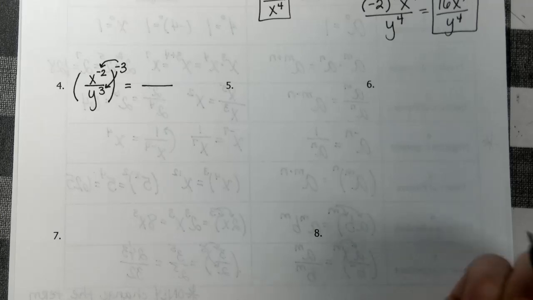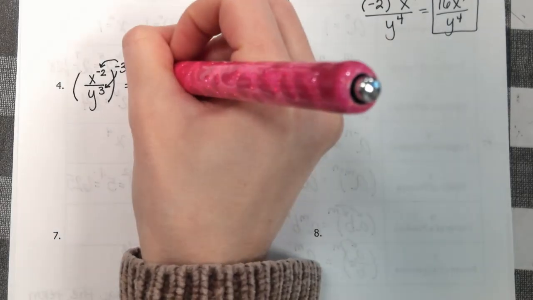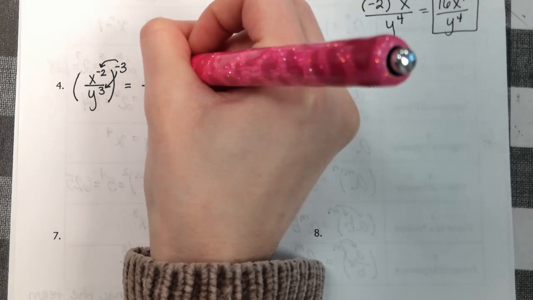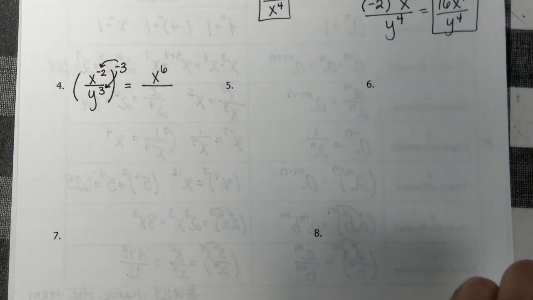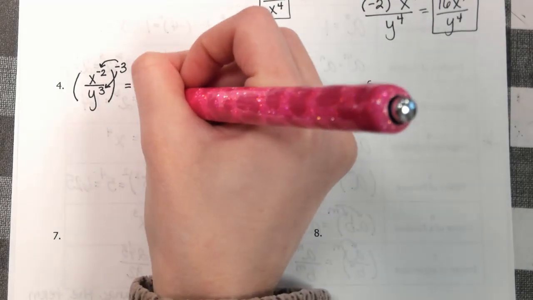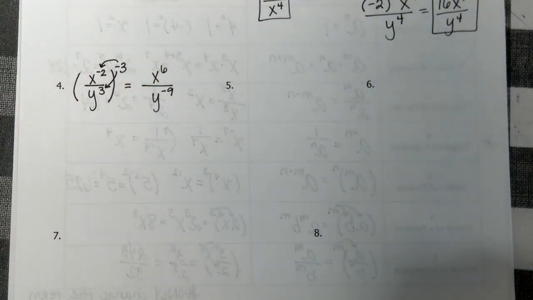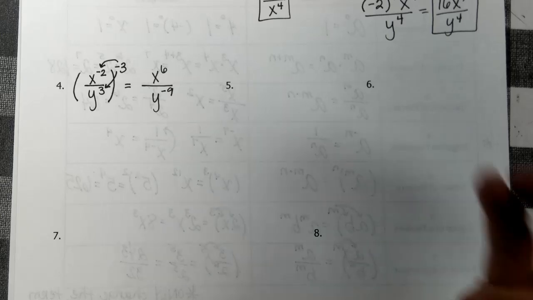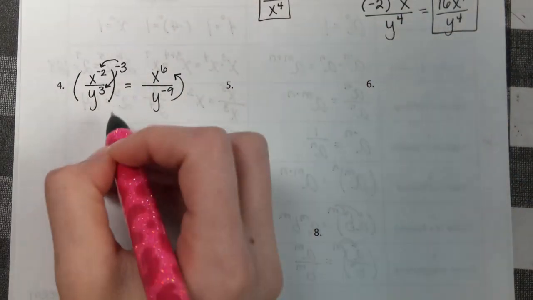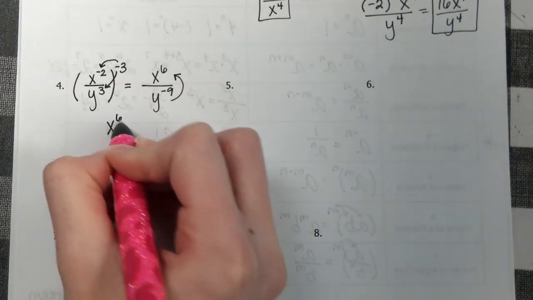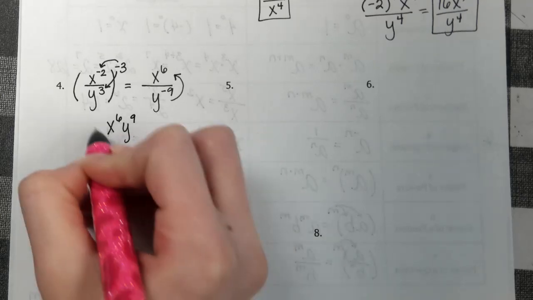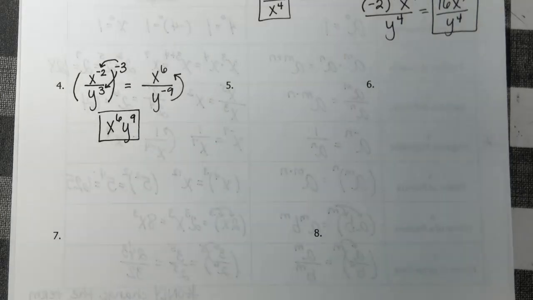So x to the negative 2 raised to the negative 3 gives me x to the what power? It's now a positive 6. And then y now has an exponent of what? Negative 9. So what do I do then? Bring the y negative 9 up. Bring it up, and my final answer should be x to the 6, and nothing should be in a fraction anymore.